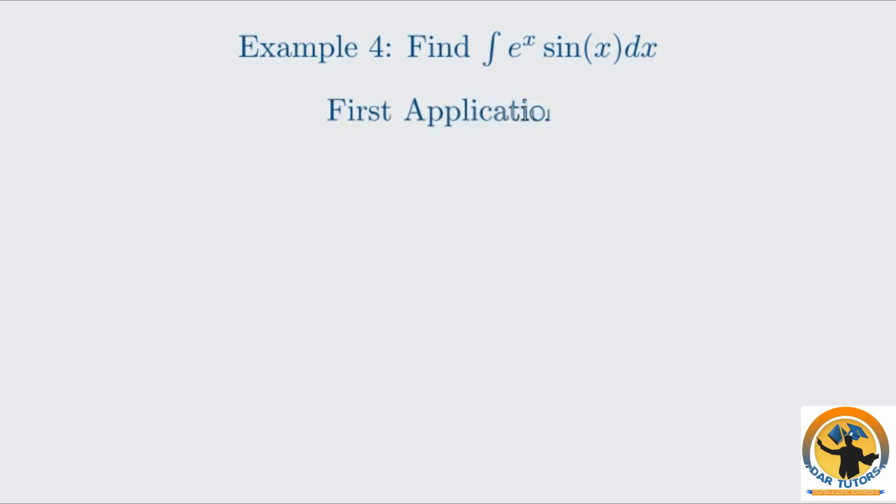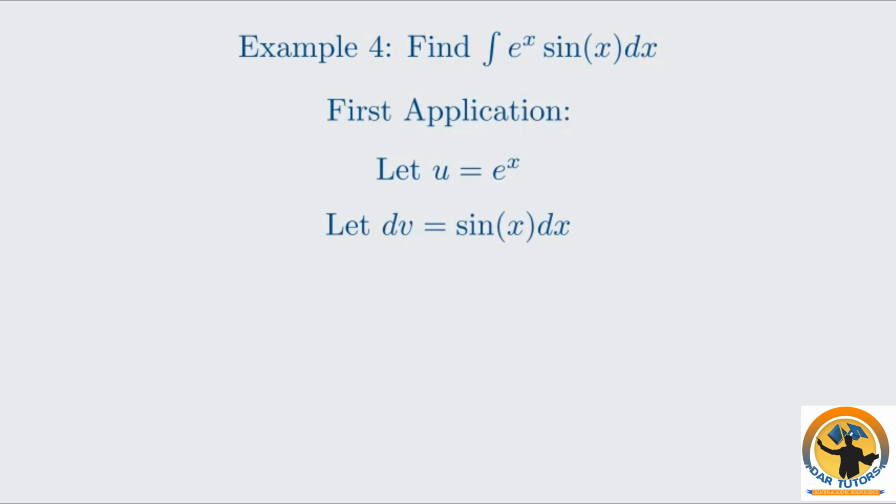This often happens with integrals involving products of exponential and trigonometric functions. Let's find the integral of e to the power of x times sine of x. Let's choose our u and dv. For these types of integrals, the choice of u and dv doesn't matter as much, as long as you are consistent. Let's set u equals e to the power of x and dv equals sine of x dx.